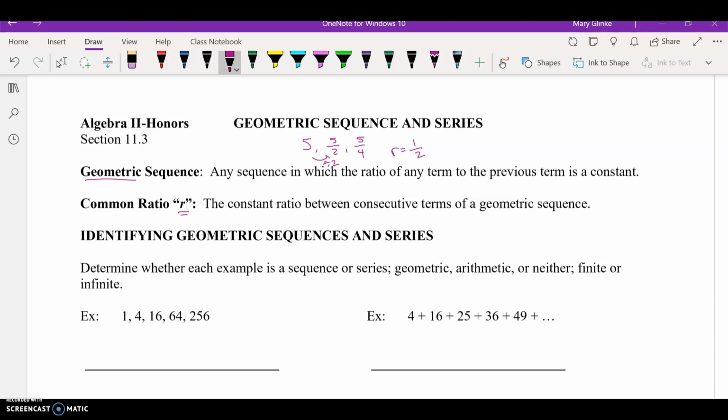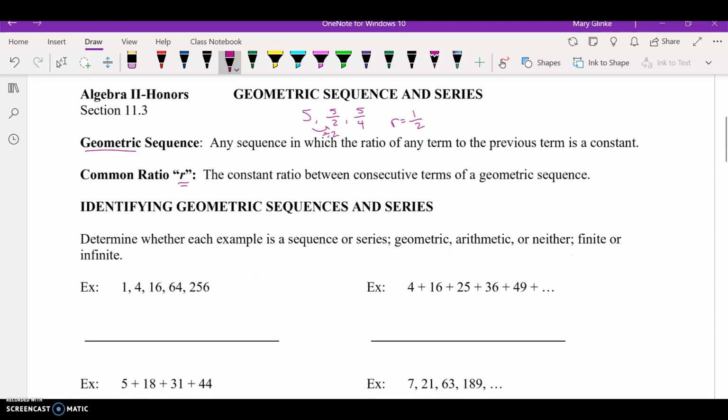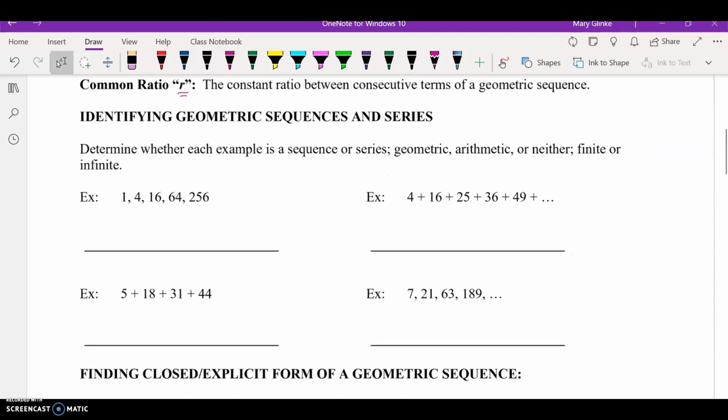So if your numbers are increasing, your common ratio will be larger than 1. If your numbers are decreasing, then your common ratio will be between 0 and 1. So take a look at these 4 examples, and what I'd like you to do is identify each as a sequence or series. Say if it's geometric or arithmetic or none of those. And then finally, finite or infinite. So take a look at all 4 of those, pause the video, and try them all first, and then come back here for the answers.